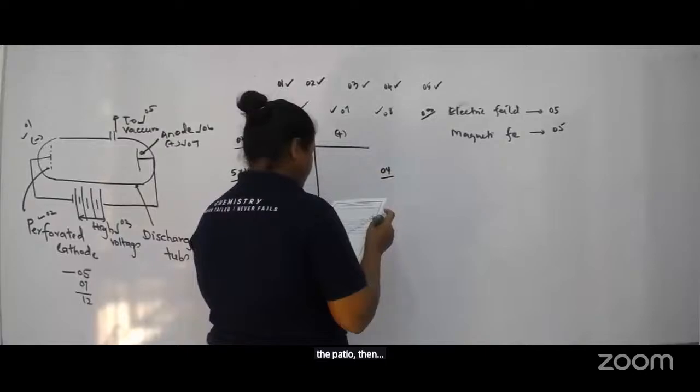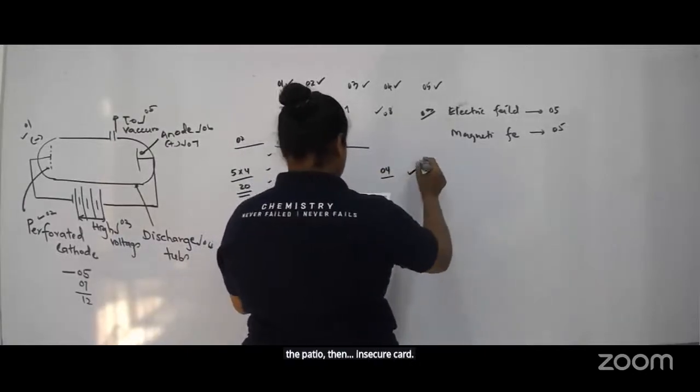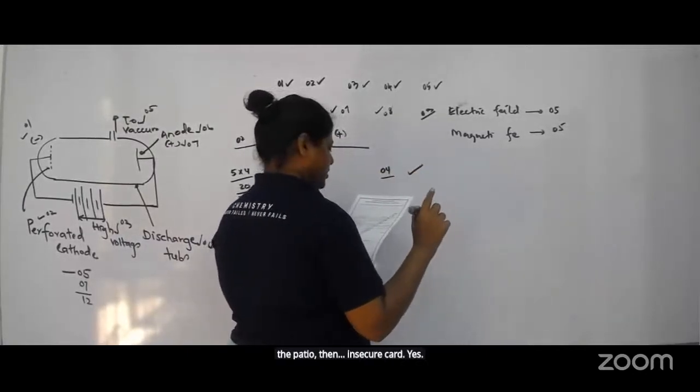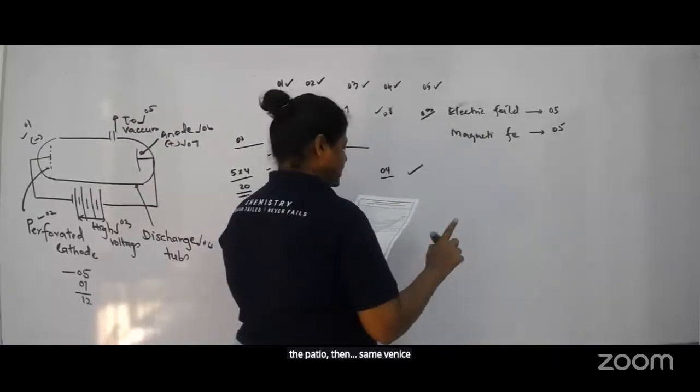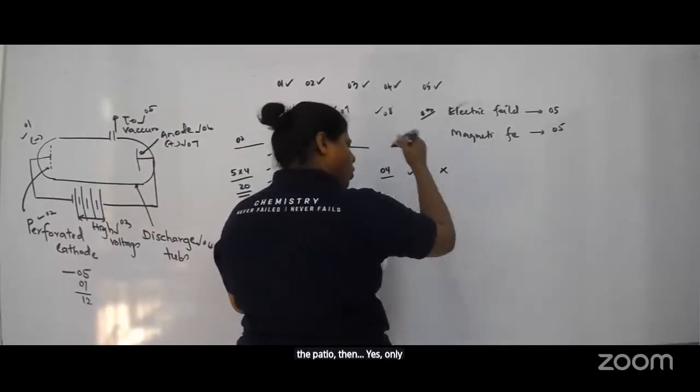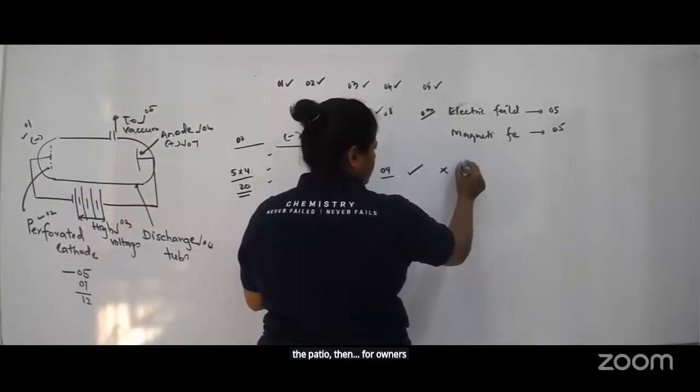MCQ type. The e/m ratio of the cathode rays is constant. Yes. Mass and charge of the cathode rays have the same values. Yes. Only for metals? No, for all metals. Answer 3.